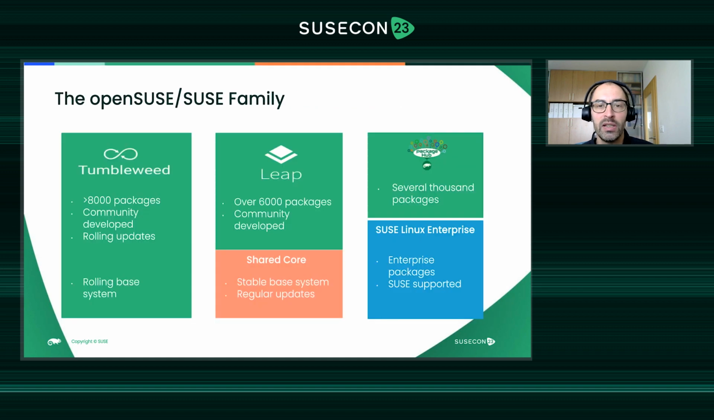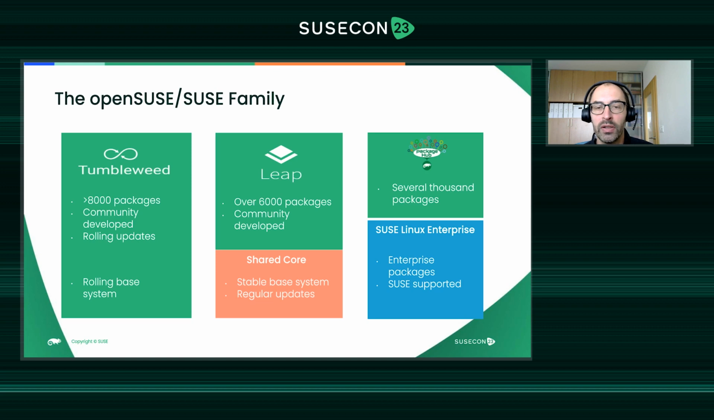Here on the slide, you can see how it's set up between the different distributions. Tumbleweed is a rolling distribution, with many thousands of packages updated once in a while. Leap and SLE are released as regular distributions with a more limited set of packages. Leap and SLE have a shared core. It's the base system, it's stable, and it allows a stable enterprise core operating system to be delivered to the community, but also enables the community to give feedback to SUSE and deliver features which the community has been working on to our enterprise customers.